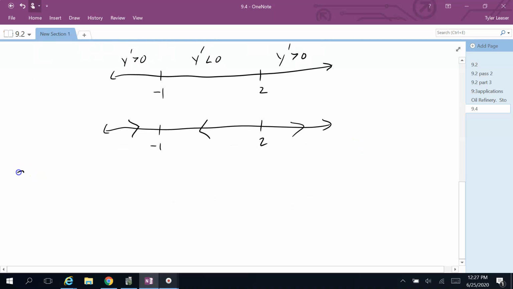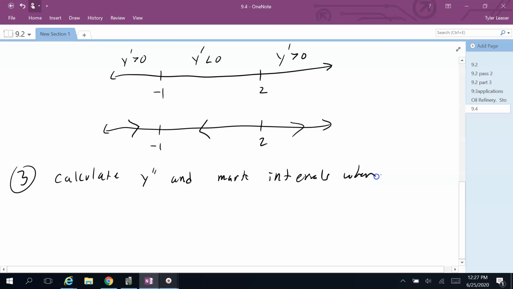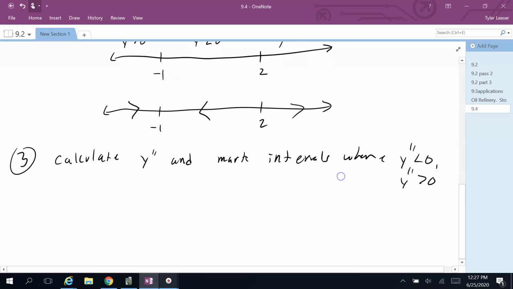Okay, the next thing that we want to do, not only do we want to figure out where the function is increasing and decreasing, but we also want to find the concavity. So to do that, we're going to calculate the second derivative and mark the intervals where not only is the first derivative positive or negative, but where the second derivative is negative or positive. So let's talk about finding the second derivative first, because it's not as easy as you would think.